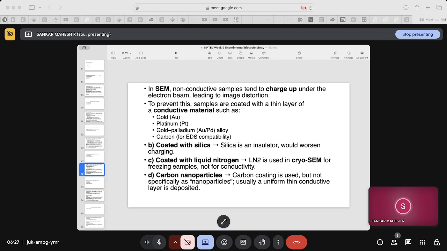But if we coat it with silica, silica is nothing but your sand or glass. Silica is a component of both sand and glass. That would make it bad. Liquid nitrogen, we just use for freezing. It has nothing to do with conductivity. By freezing, what I mean is, let's say you take a bacteria. You have worked with bacteria, right? Bacteria or some microorganism. That's what you did SEM with, right? Or you know that people do SEM with, right?